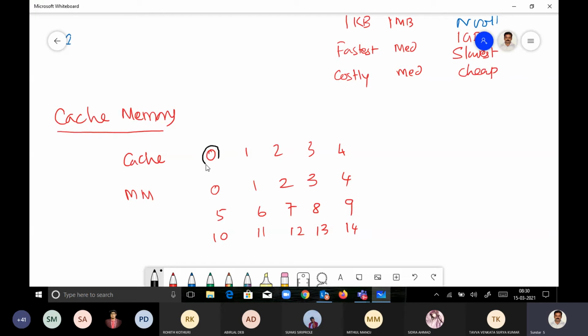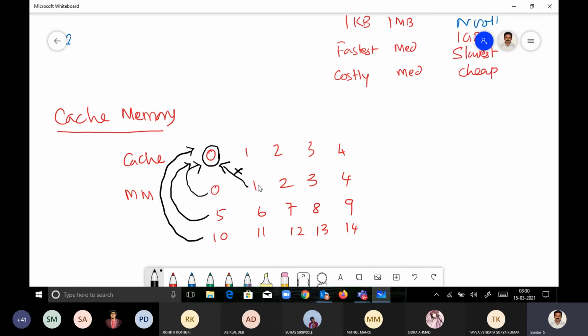The first location of the cache memory may get either the data from this, or data from this, or data from this. So this location will not contain this data. Are you getting the point? So this location can hold information of location 0 or location 5 or location 10 in main memory. Clear? So other location informations will not come here.